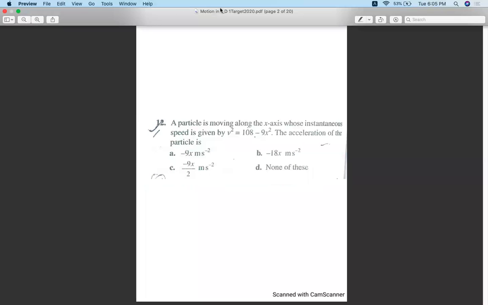Next question. Yet again, it is a very nice question. A particle is moving along the x-axis whose instantaneous speed is given by v square equal to 108 minus 9x square. The acceleration of the particle we are required to find out. I'm giving you 1 minute to solve it. Solve it and let me know what answer you are getting here.